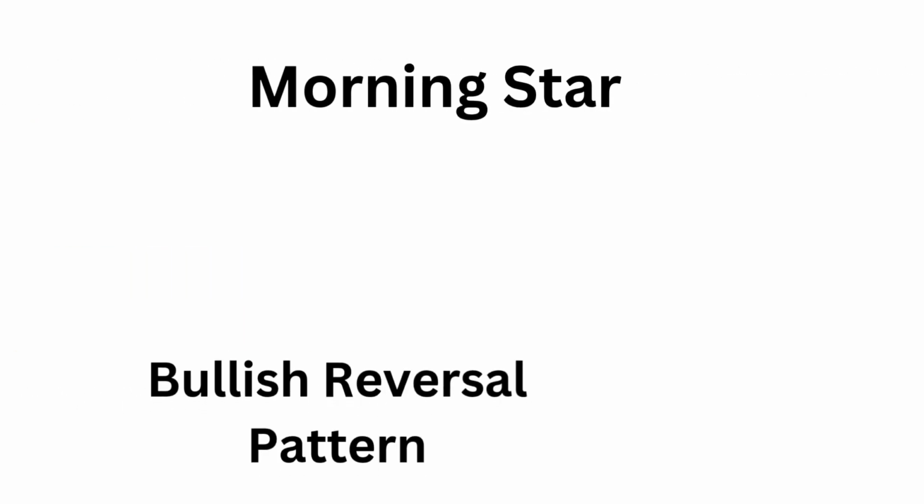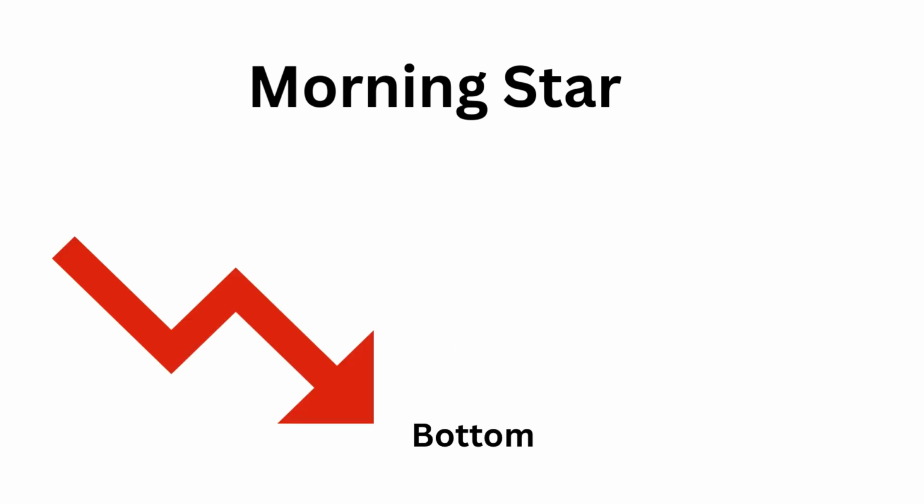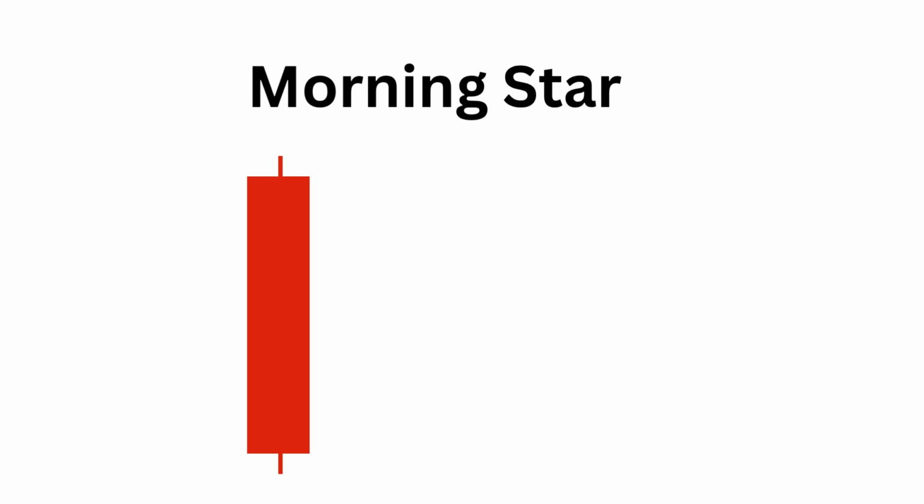Morning star. Alright, so the morning star is a classic bullish reversal pattern. It usually shows up at the bottom of a downtrend, and it's made up of 3 candles. Here's how it goes. The first candle is a big bearish candle. The trend is still heading down.